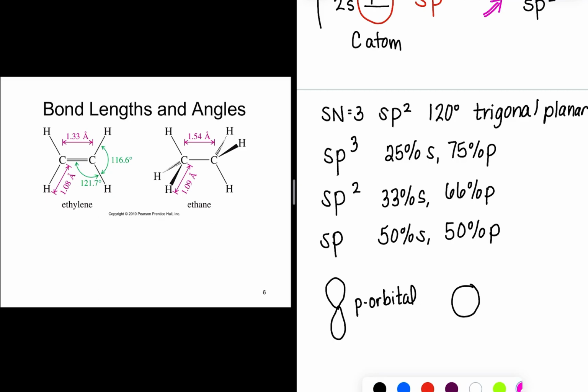So we can say that these are going to be longer bonds for sp3. These are going to be shorter bonds for sp. And then sp2 is somewhere in between. If I want to think about the strength of these bonds, I can also think of the triple bond sp hybridized carbon as being a stronger bond.